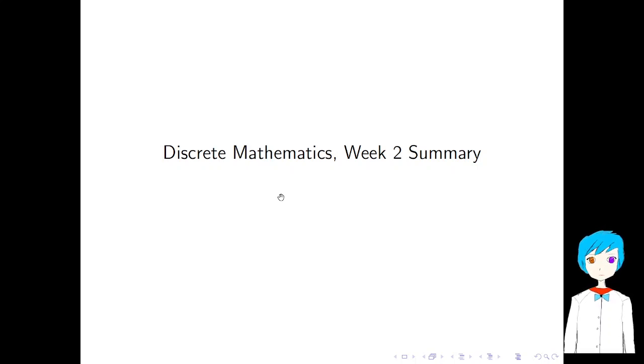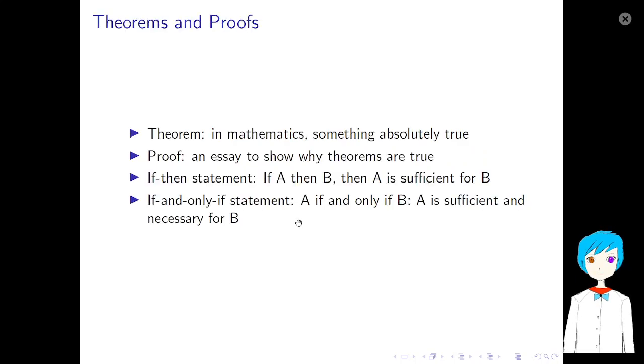And today I would like to give a summary of the discrete mathematics course for week 2. So first we introduce theorems and proofs in mathematics. In mathematics, a theorem means something that is absolutely true. A proof is an essay to show why theorems are true.